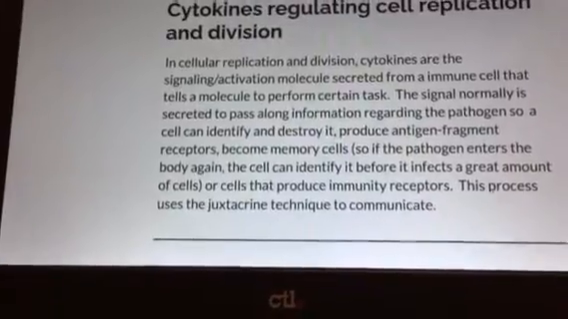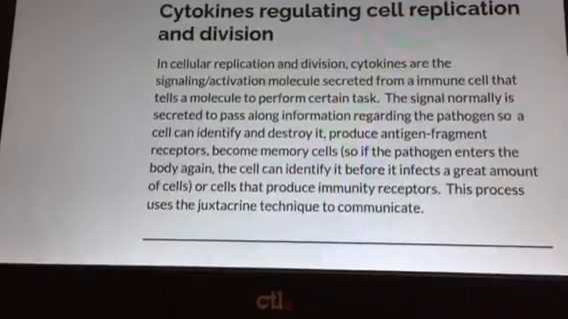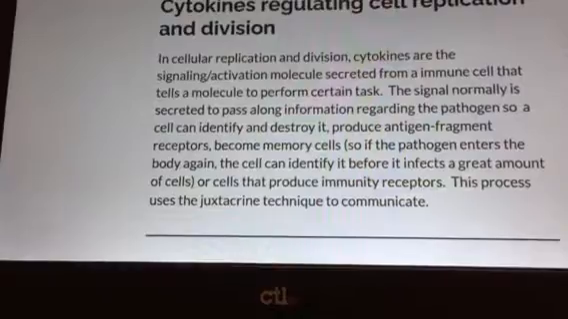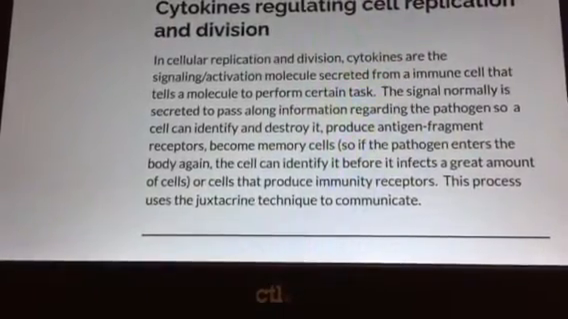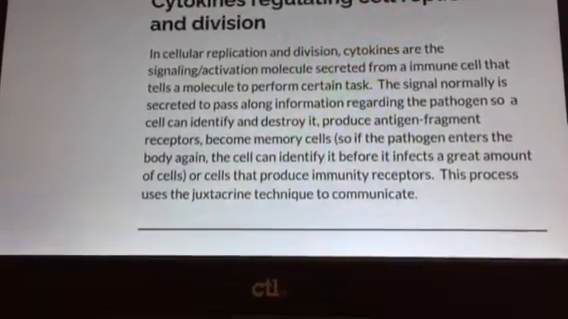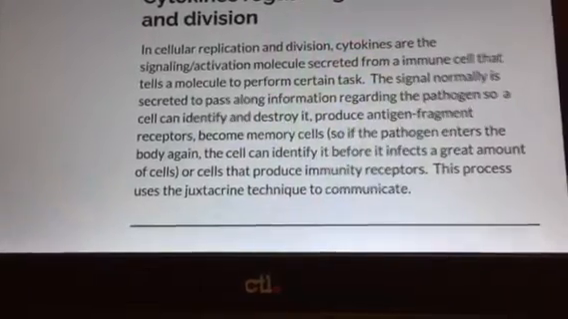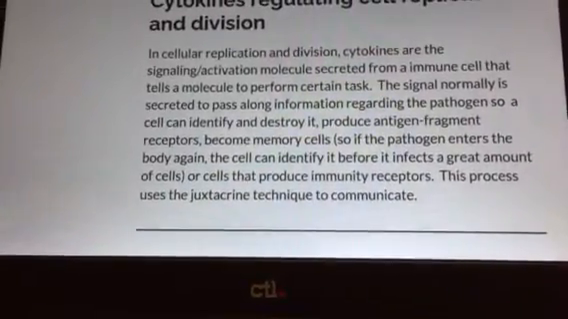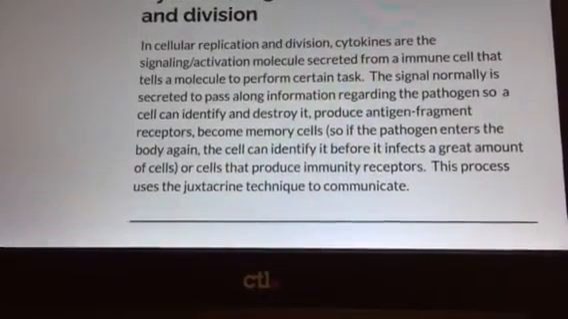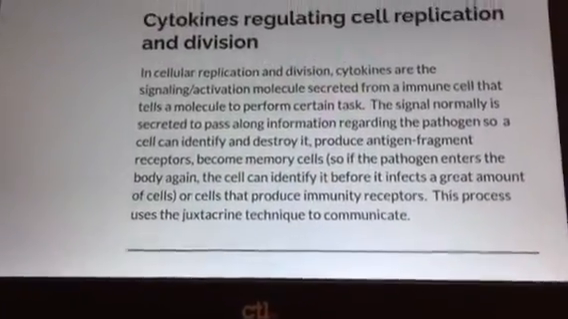In cellular replication and division, cytokines are signaling and activation molecules secreted from an immune cell that tell a molecule to perform a certain task. The signal is normally secreted to pass along information regarding the pathogen so a cell can identify and destroy it, produce antigen fragment receptors, become memory cells, so if the pathogen enters the body again, the cell can identify it before it infects a great amount of cells, or produce immunity receptors. This process uses the juxtacrine technique to communicate.